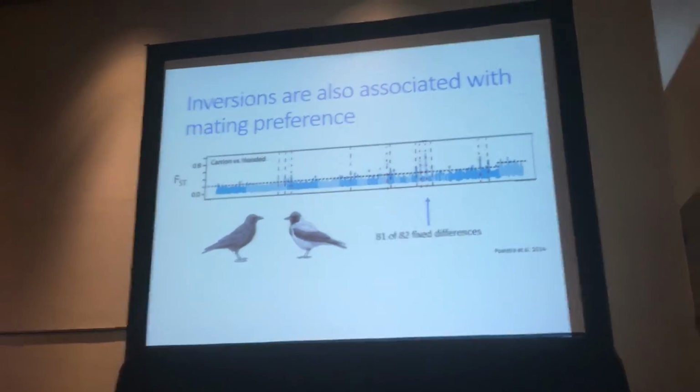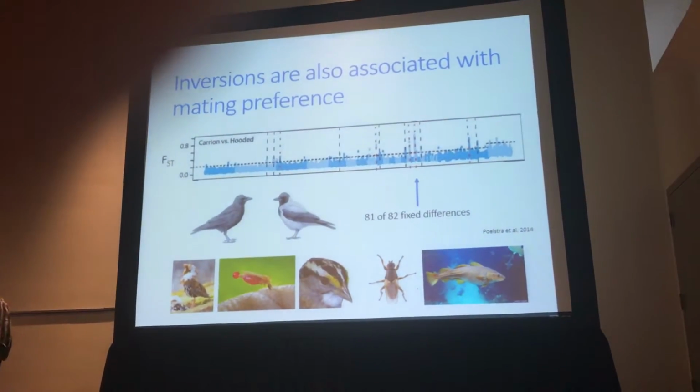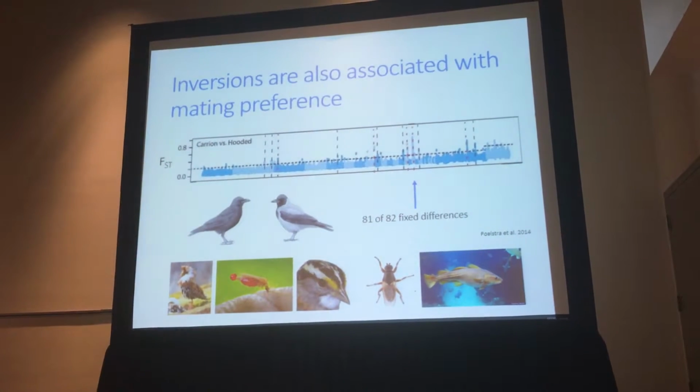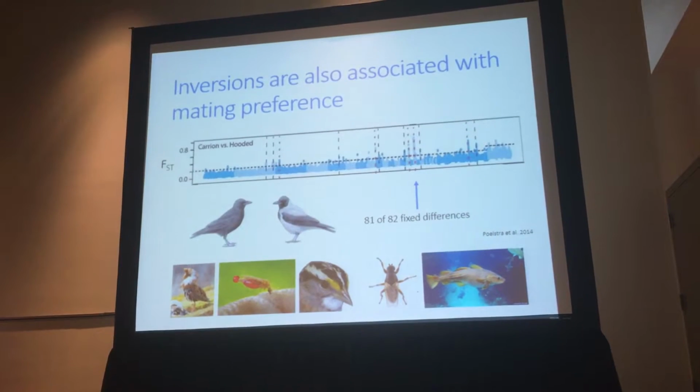If that's not convincing for mating preference, well, there are many other taxa, including Arctic ruff, anopheles, white-throated sparrows, seaweed flies, and Atlantic cod, which all show inversions that are associated in some form or another with mating preference.